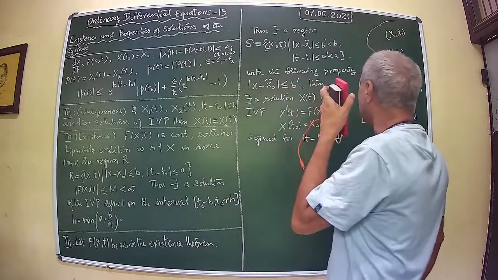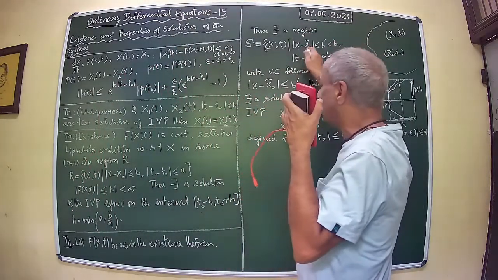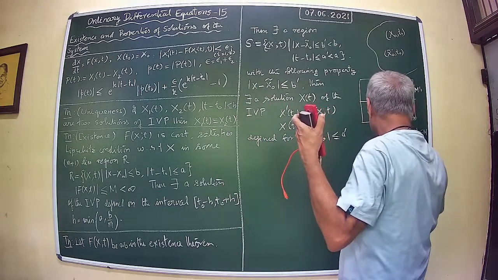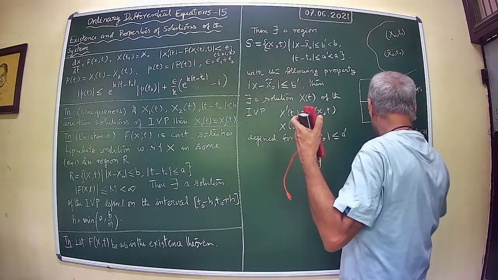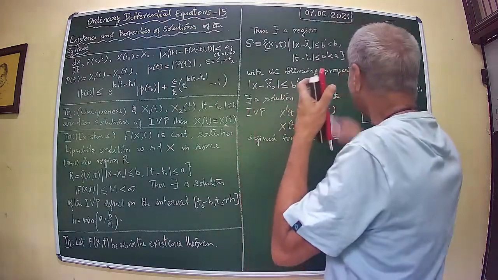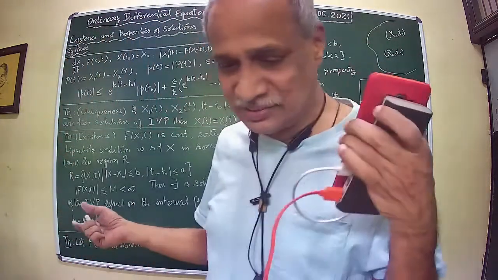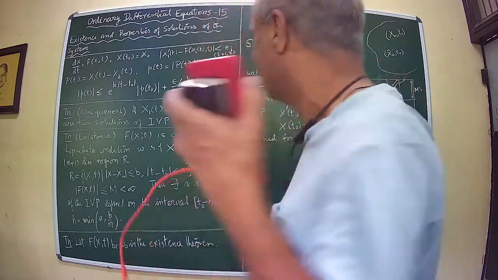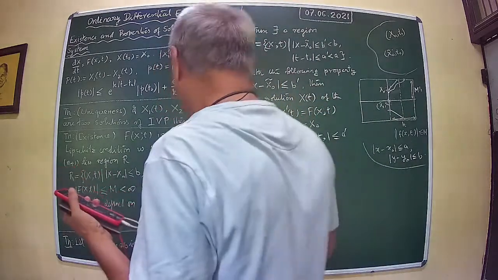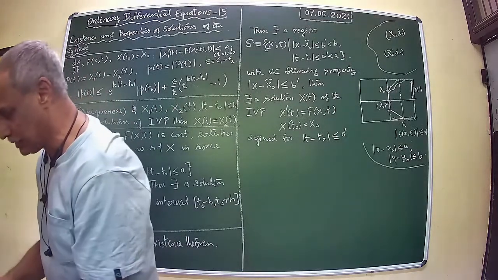In the book it is probably, I am not very sure, but this is because we were using mod x minus x naught less than or equal to a, mod y minus y naught less than or equal to b. That's why I changed it. It's for consistency. I did that while writing this, just to keep that consistency.